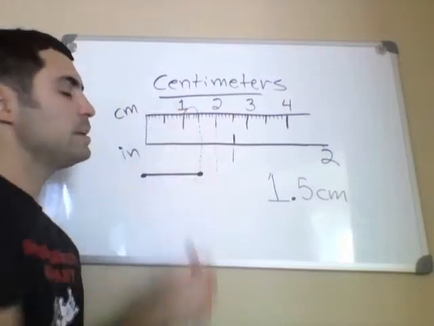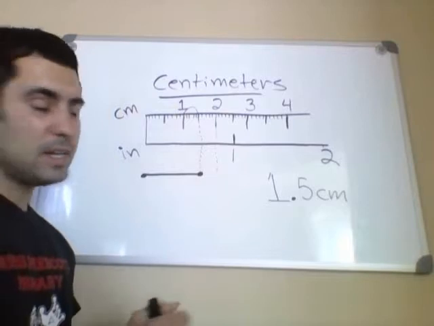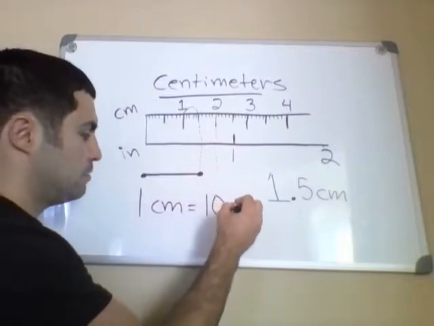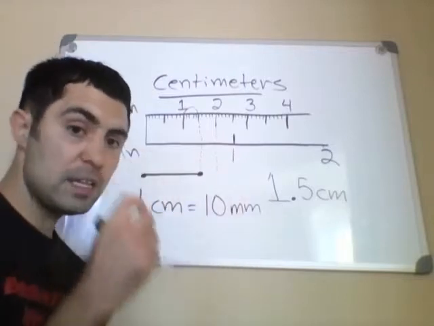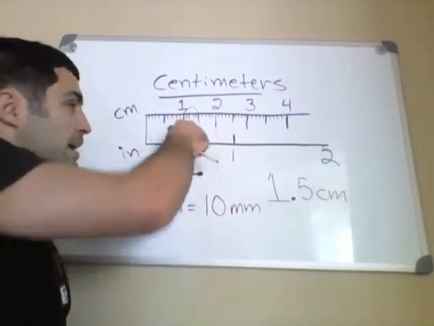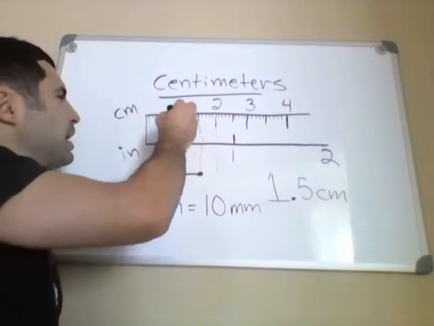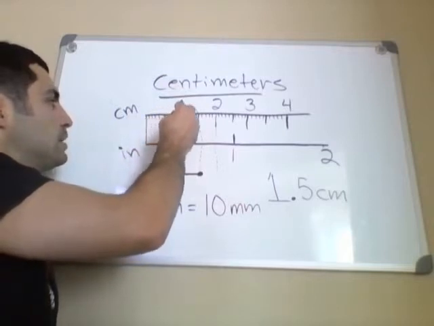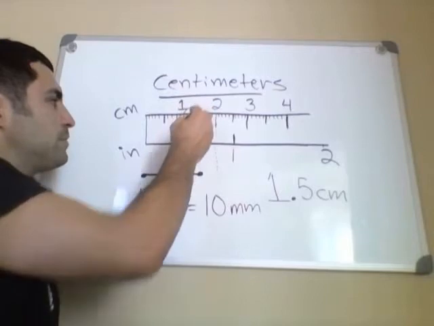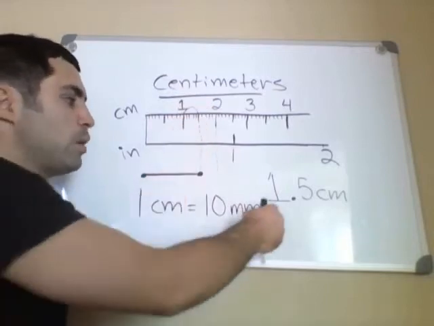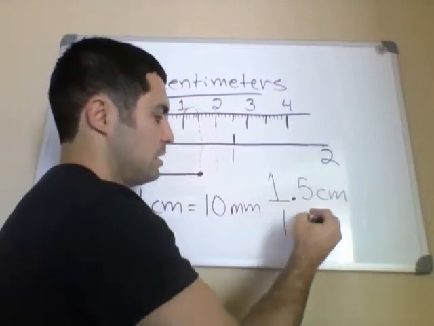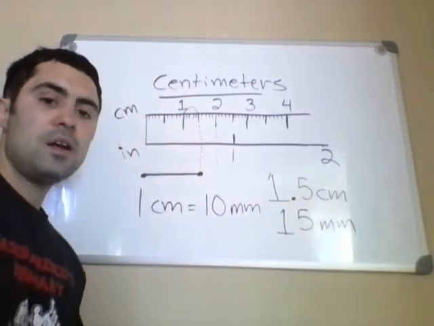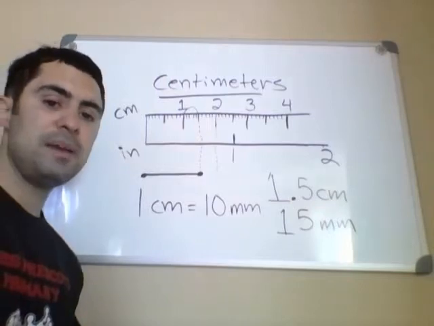Alright, so each centimeter has 10 millimeters in it. Okay? So 1 centimeter equals 10 millimeters. So basically, if you want to find out how long that is in millimeters, you just count the little dots, or the little hash marks on your ruler. So you're going to count 1, 2, 3, 4, 5, 6, 7, 8, 9, 10, 11, 12, 13, 14, 15. So this line segment is 1.5 centimeters long, but it's actually 15 millimeters long. Alright, so that is how you do units of measurement in metric.